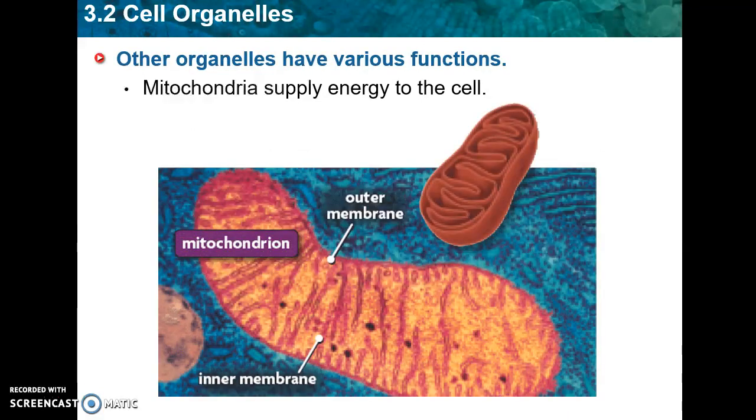So the mitochondria is an extremely important organelle. It's going to supply energy to the cell, and these are going to be found in both animal and plant cells. We're going to get into these more in the next chapter, but know that they are considered the powerhouse of the cell. They supply energy to the cell. They do have an outer membrane as well as an inner membrane, a rather complex structure inside that we'll be learning more about.